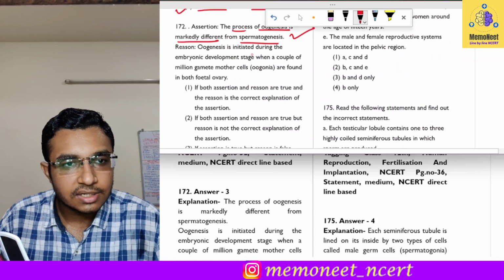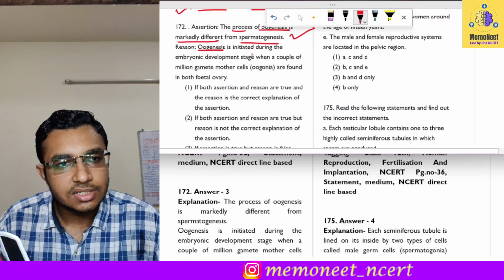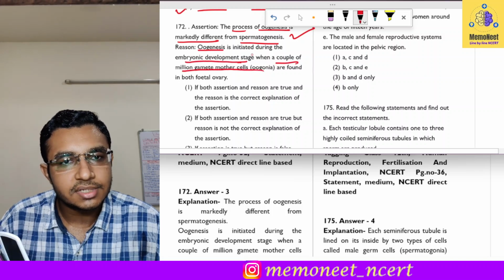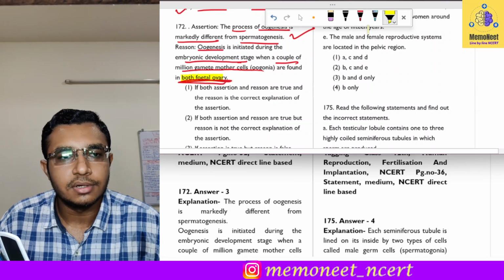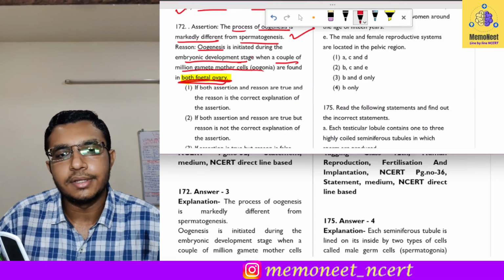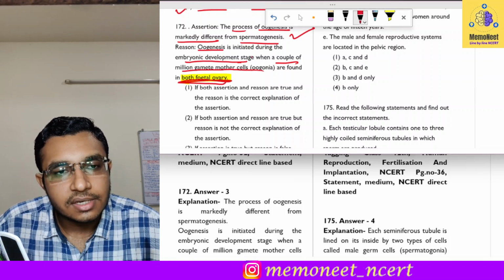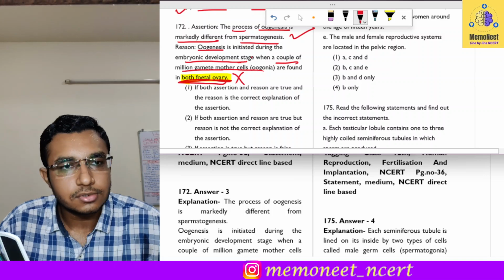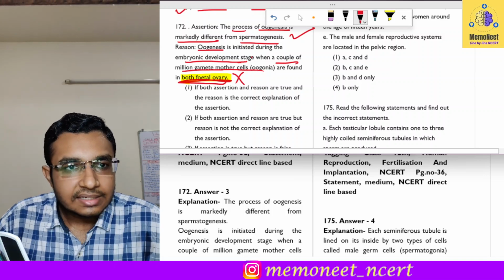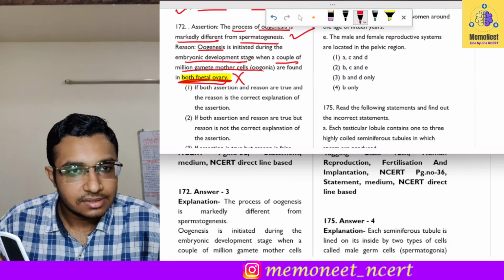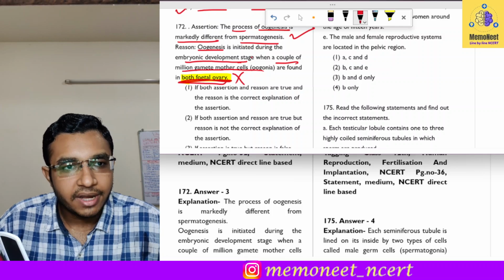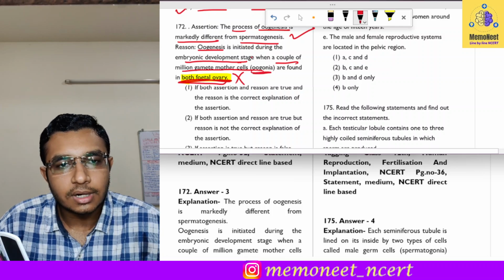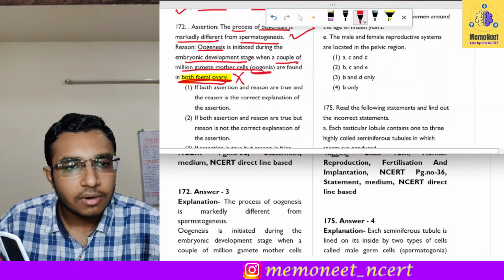Now the reason given here for this is, oogenesis is initiated during the embryonic development stage, when a couple of million gamete mother cells or oogonia are found in both fetal ovary. Now here you have to read the reason correctly, because this reason is incorrect. You might be confused over here, but see, the correct reason according to the NCERT lines is that oogenesis is initiated during the embryonic development stage, when a couple of million gamete mother cells or oogonia are found in each ovary.